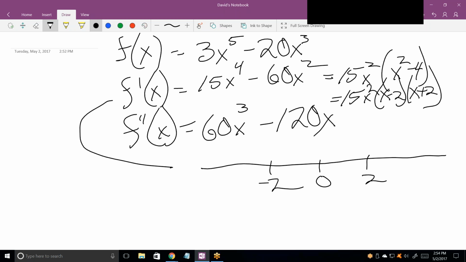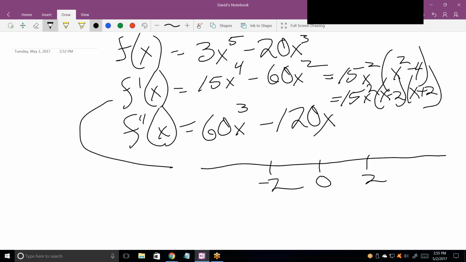Now, what's useful to know is where the first derivative is negative and where it's positive. Because where it's negative, the original function is going to be decreasing. Where the first derivative is positive, the original function is going to be increasing. And those are very useful things to know. So when they talk about a first derivative chart, they want us to know where this is plus and where it's minus. The way you figure that out is you pick a number to the left of your critical points.